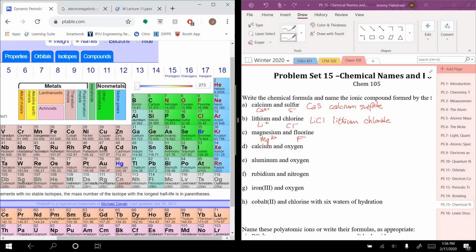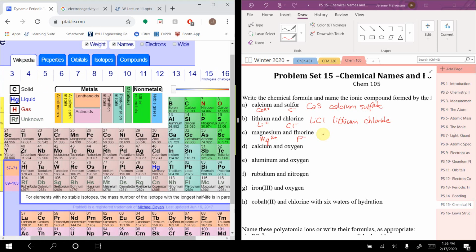Fluorine forms a 1 minus. Okay, and so that means for each 2 plus from the magnesium, I'm going to need 2 fluorines. But that doesn't matter, I still just call it magnesium fluoride. Calcium again is a 2 plus, oxygen is a 2 minus, so just get CaO, calcium oxide. Hopefully you recognize these are all ionic compounds.